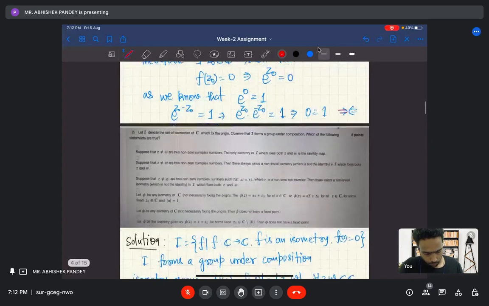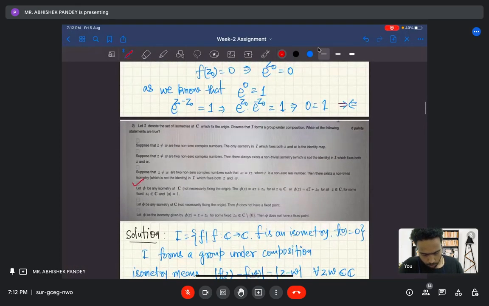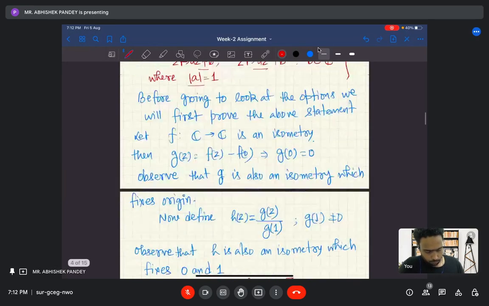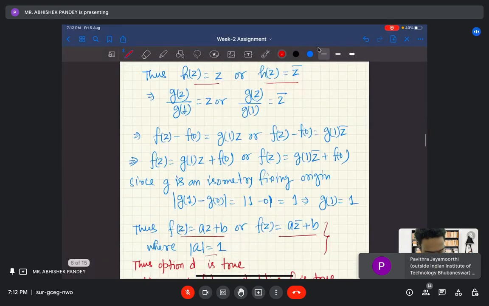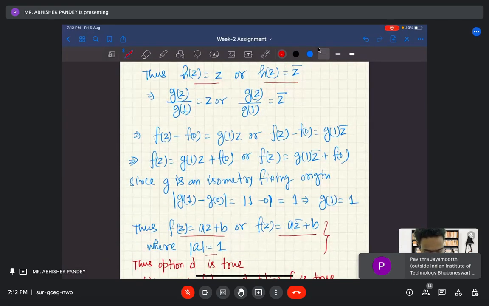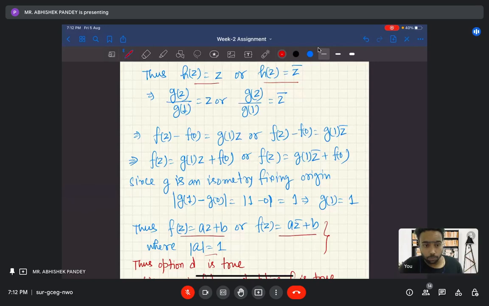So option D is true, option E is false. Option E is asking: let phi be an isometry of C, then phi does not have a fixed point. Such a kind of form az plus b, if you put it equal to z, you will get some kind of fixed point.